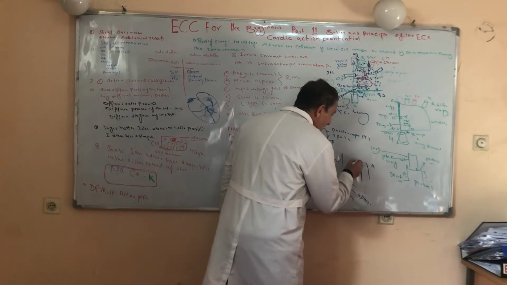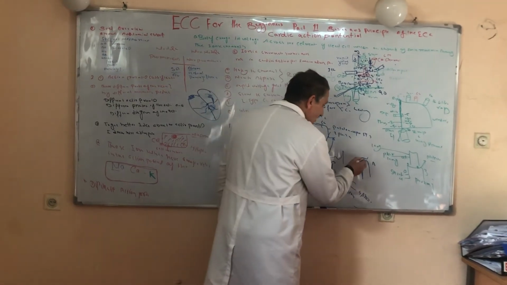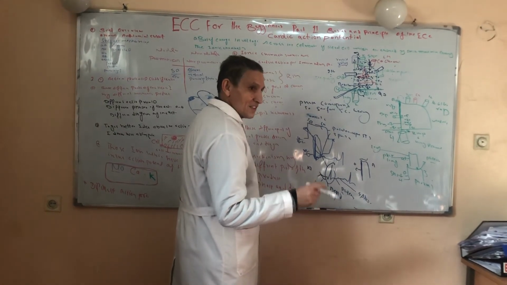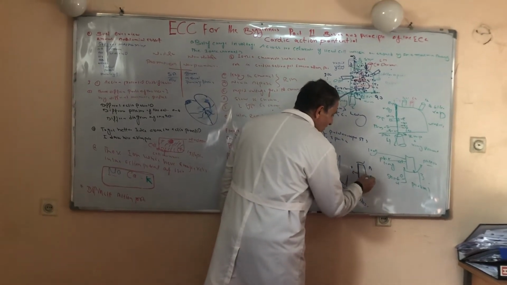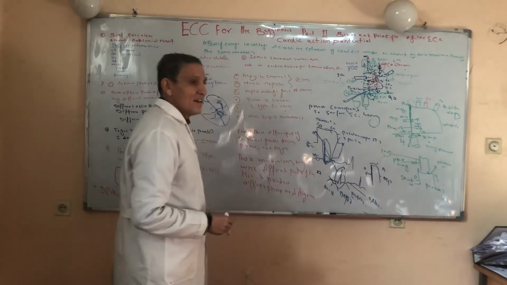The plateau phase of the action potential is also shorter. Why? Because this is thin tissue, and the calcium which is coming from outside the cell into the cell rapidly depolarizes. In the phase of repolarization, there is no difference between the ventricular cell and the atrial cell.